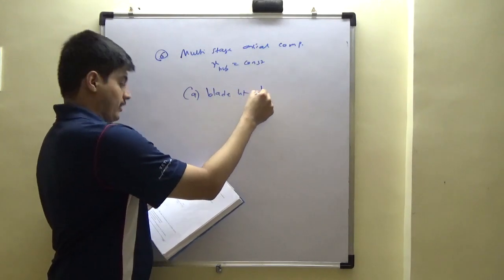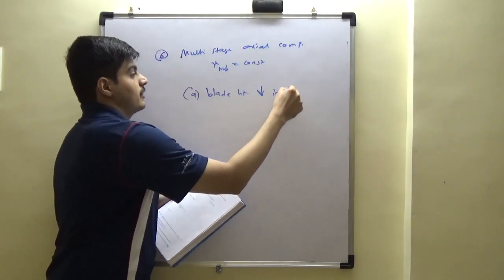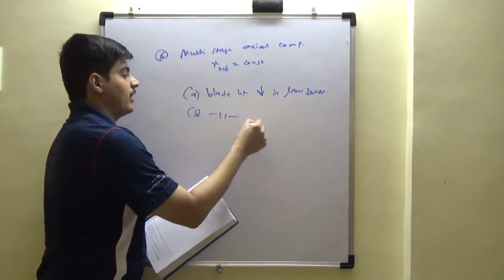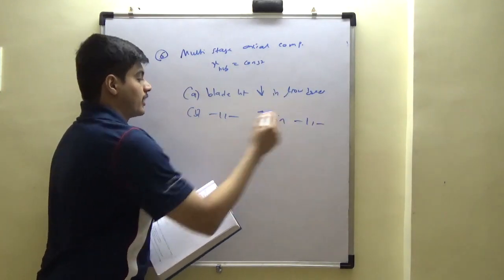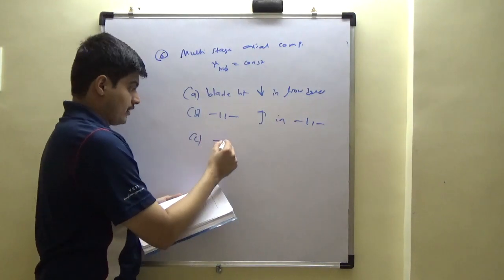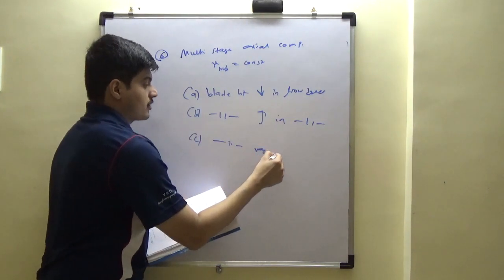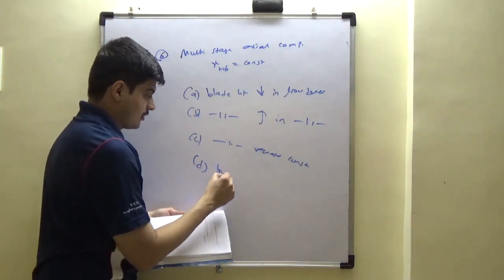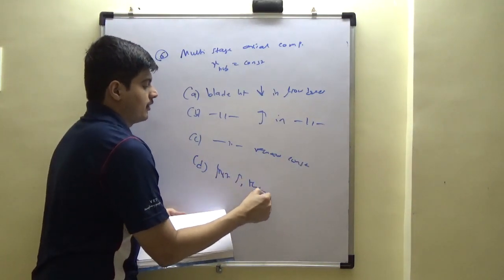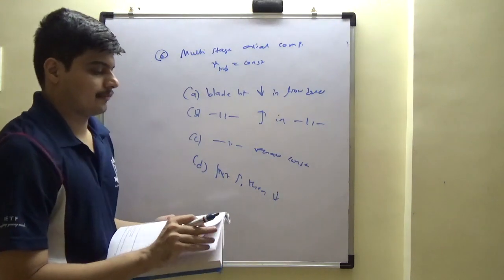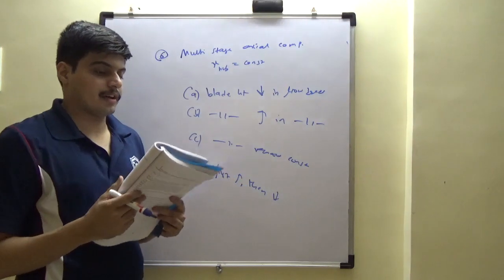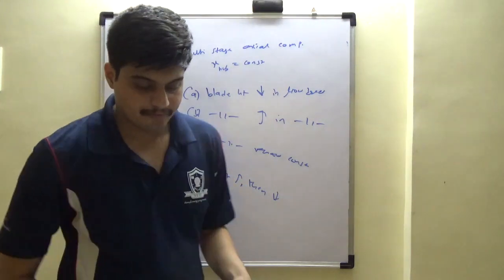Blade height decreases in flow direction, blade height increases in flow direction, remains constant, or first increases, then decreases. And this is again one of the very, very important GATE questions.